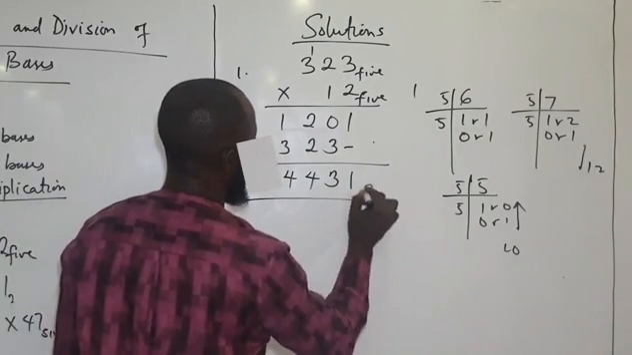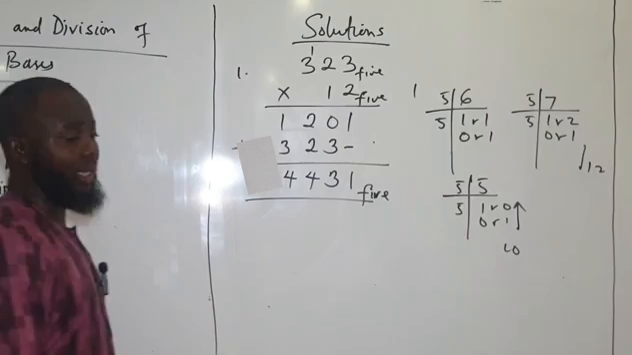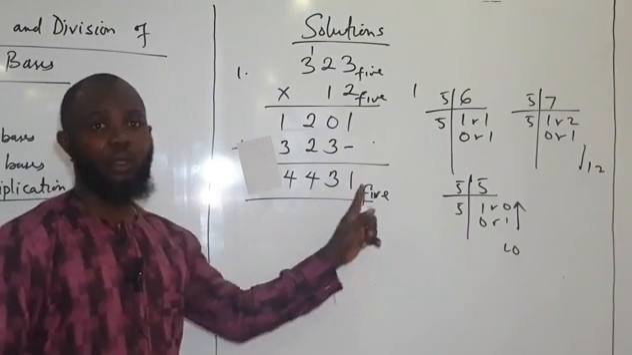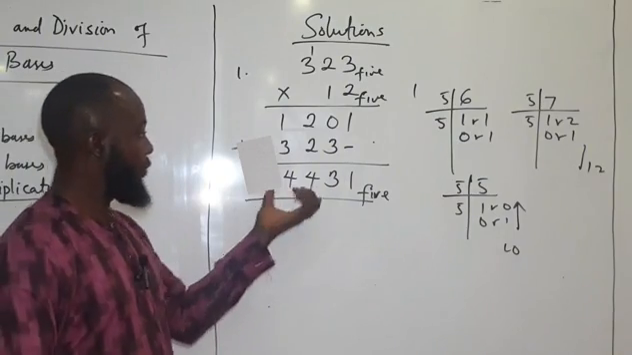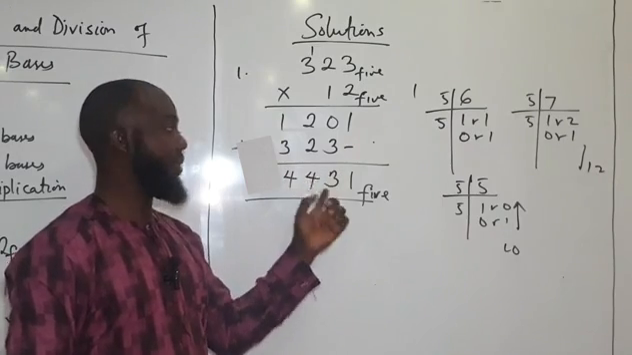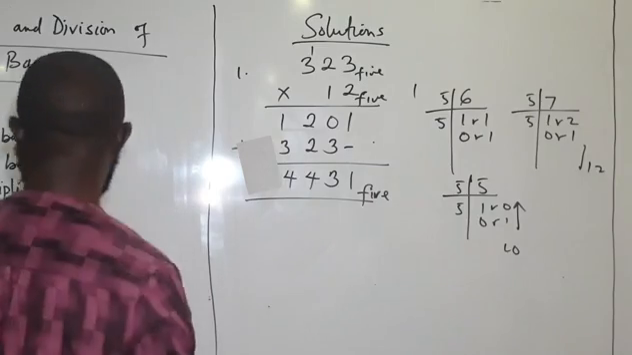So this gives us a final answer. I hope this is very clear. You can see that all the digits we have in this answer are not more than what? 4. So if what you have here is more than 4, like 5 or 6, that means you are very what? Wrong. So is that clear now? So move to the second example.